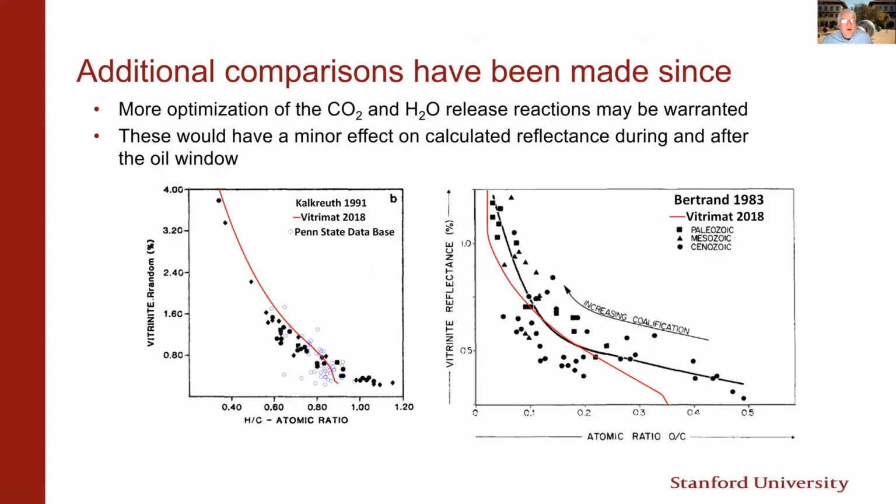Now, I also made a few more comparisons since publishing that improved Vitromat model. Here's data from CalRuth in 1991 and the Penn State database. So these data sets were not used in calibration of this model. And you can see it agrees pretty well. Here's now some data from Bertrand in 1983. The one thing I would notice here is that the published Vitromat model started with an oxygen to carbon ratio of 0.35, and that could be increased easily to go to lower rank coals if in fact that were of interest.